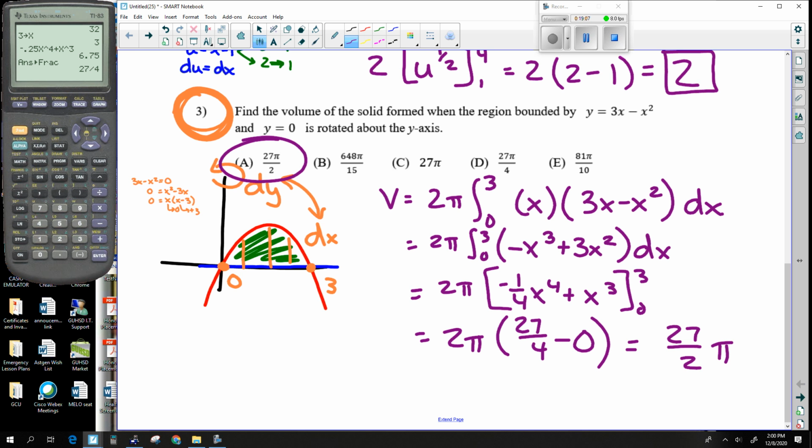There you go. That is now correct. I'm sorry about that earlier. Just set it up with the wrong method.